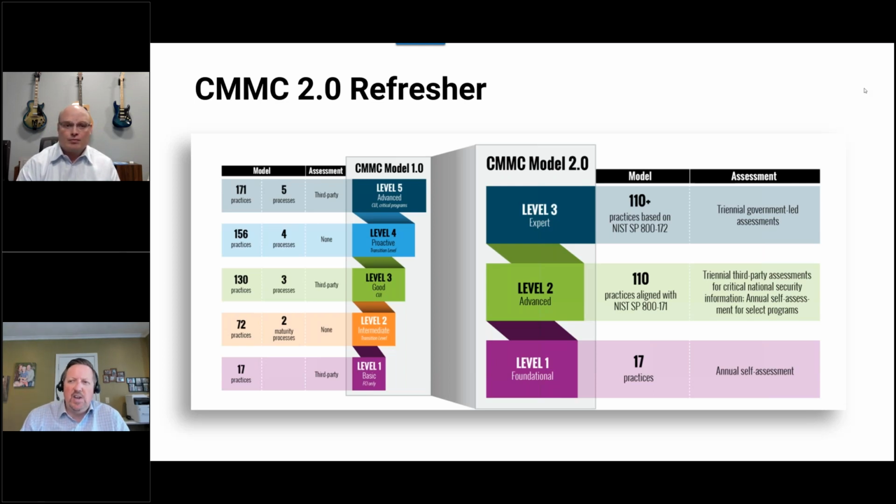Okay, and let's kind of go just one level deeper here and just work our way up. What is a level 1 organization? What kind of information do they have, and what kind of controls or practices do they need to have? And then let's move to 2 and then to 3.